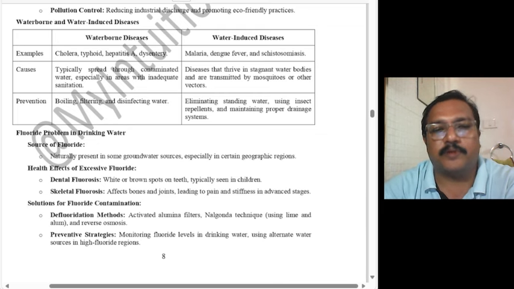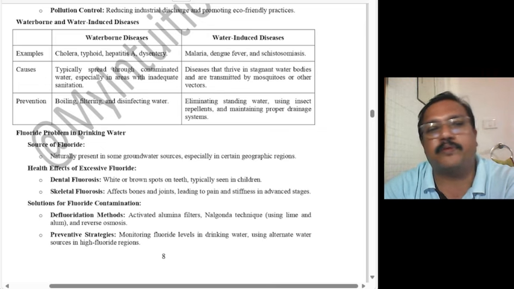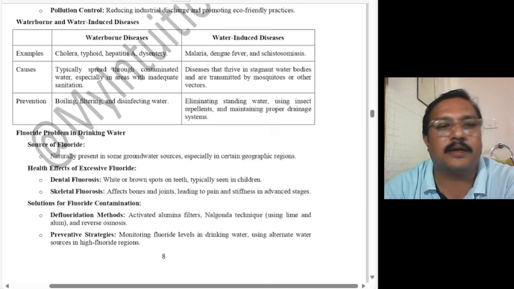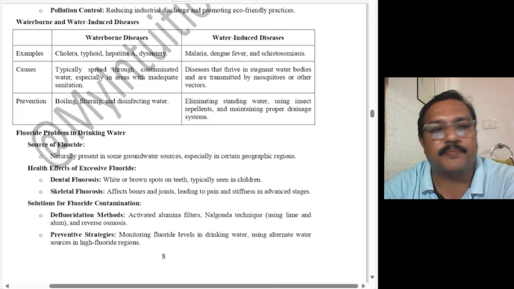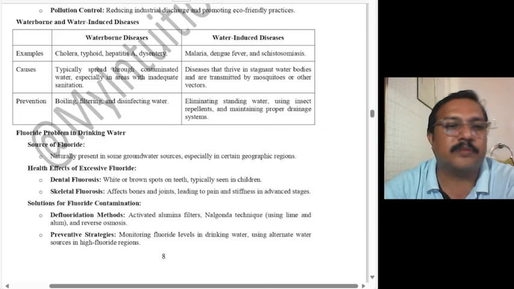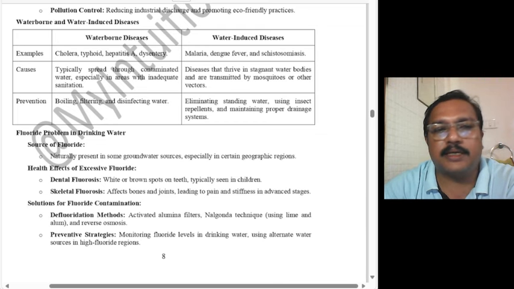Which means if we drink water which has germs or bacteria in it, we can get sick. So some common examples of the waterborne diseases are cholera, typhoid, hepatitis, dysentery, etc. Cholera is a disease caused by severe diarrhea and dehydration. Typhoid leads to very high fever, weakness, and stomach pains.